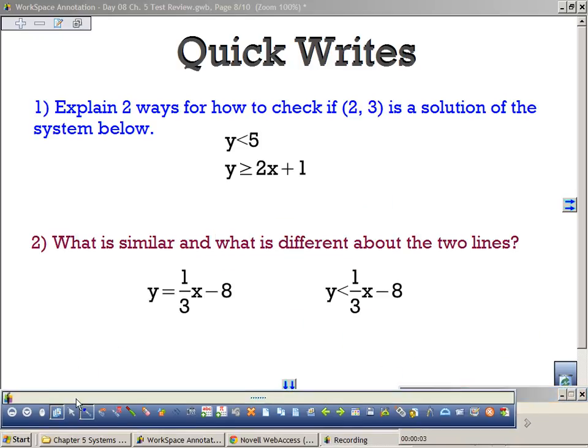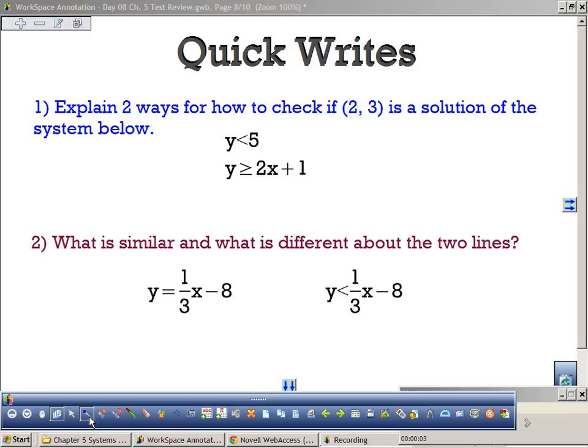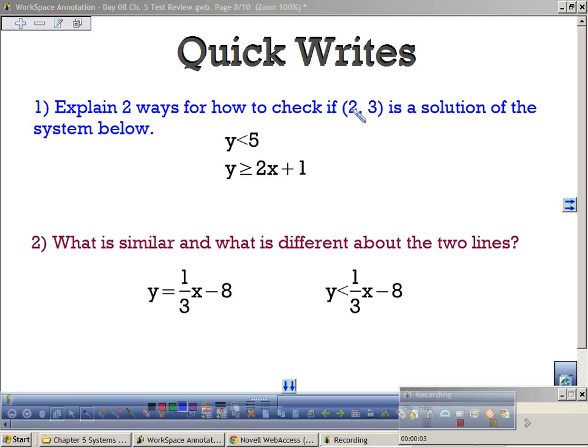Okay, so in order to review for our test, I want you to do a quick write. Number 1 asks you to explain 2 ways to check if 2, 3 is a solution of the system below. So this is a system of inequalities, and you need to decide 2 ways to check if 2, 3 is a solution. Secondly, I would like you to write down what is similar and what is different about these 2 lines.